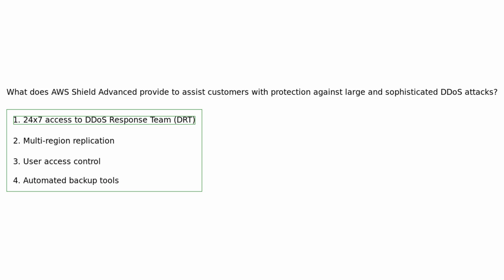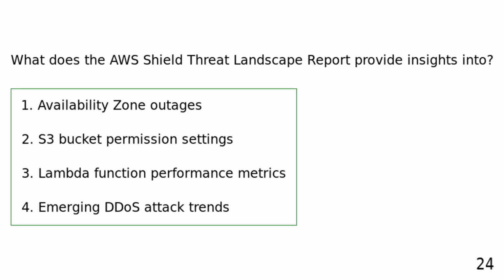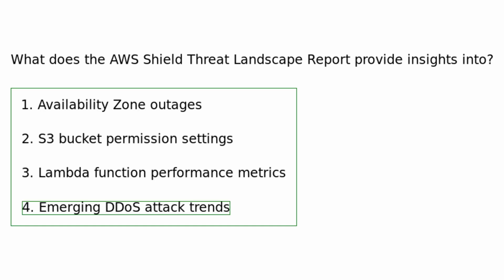What does the AWS Shield Threat Landscape Report provide insights into? Availability zone outages. S3 bucket permission settings. Lambda function performance metrics. Emerging DDoS attack trends. The AWS Shield Threat Landscape Report provides insights into emerging DDoS attack trends and protection recommendations.